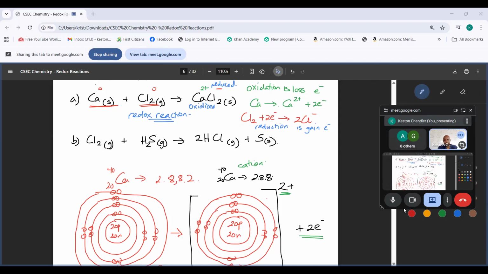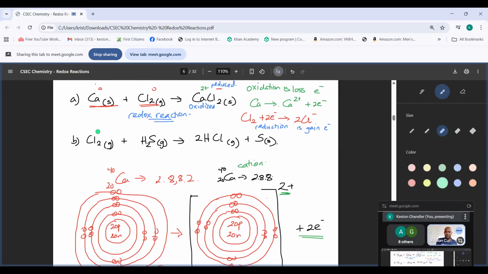Everybody understand? Good. So using that same example that I just did, I want you to compare on either side of these equations. This is a comparison. You are comparing the Cl2 molecule with the Cl ion here. You are comparing the hydrogen with this here. Does the hydrogen remain the same? You are comparing the sulfur with sulfur here.